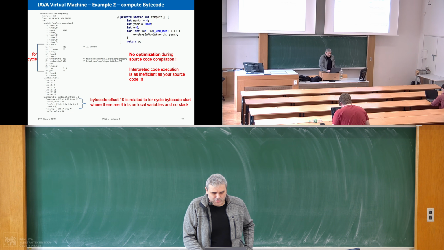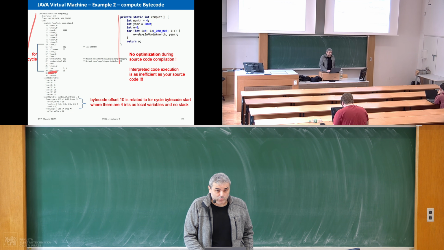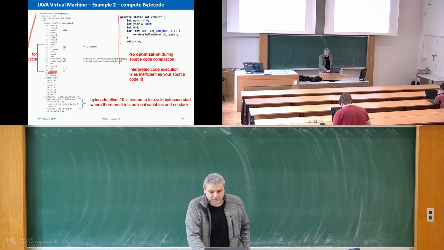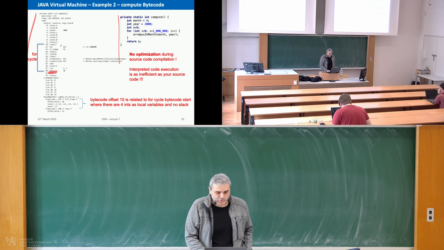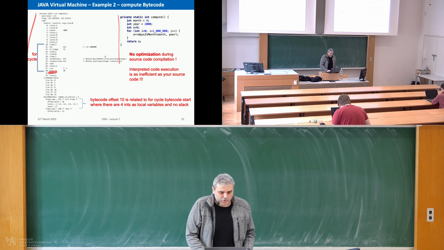Here is the continuation of our example, our compute method. You can see the bytecode on the left side. Here you have the highlighted for cycle, as mentioned on the first slide. Here is a goto instruction ending the cycle and jumping back to the beginning, where there is a comparison of the ending condition. If it is matched, we are jumping to the outside of the cycle. If not, we perform the internal piece of that cycle, which is the call of the daysInMonth method.